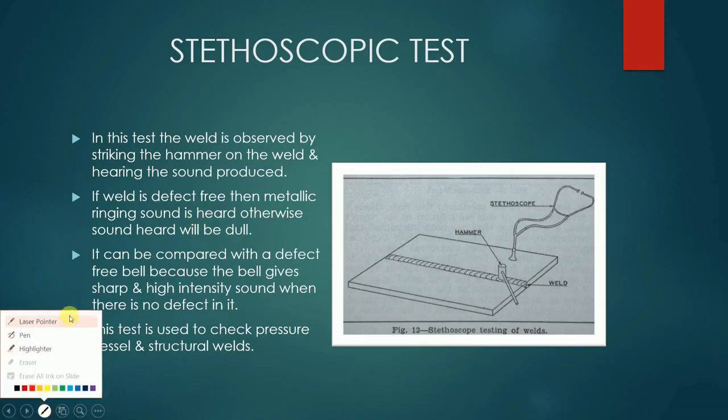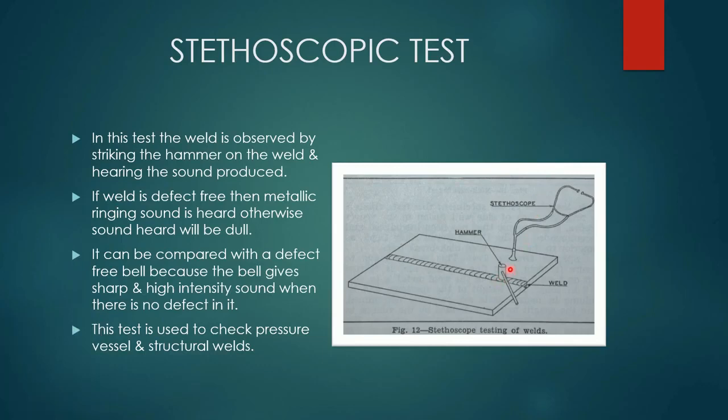You can see one hammer is indicated over here and one stereoscope is here. So what is basically done in this test? The weld is observed by striking the hammer on the weld and hearing the sound produced by striking. If the weld is defect free, then a metallic ringing sound will be there, and if there is any kind of defect in the weld, then there will be a dull sound.